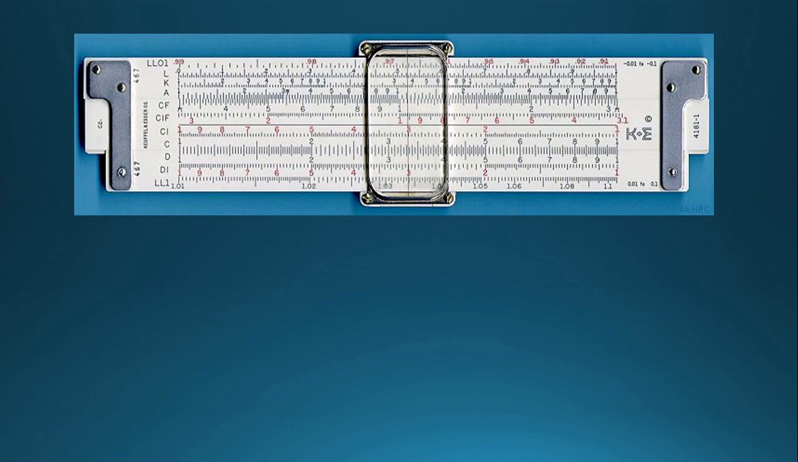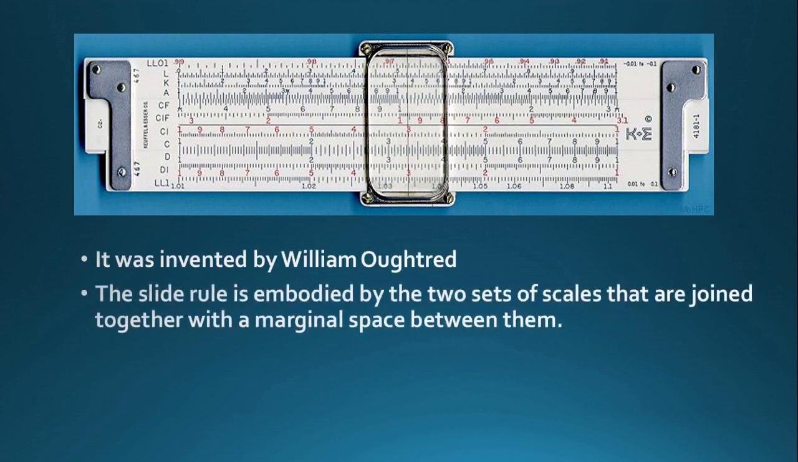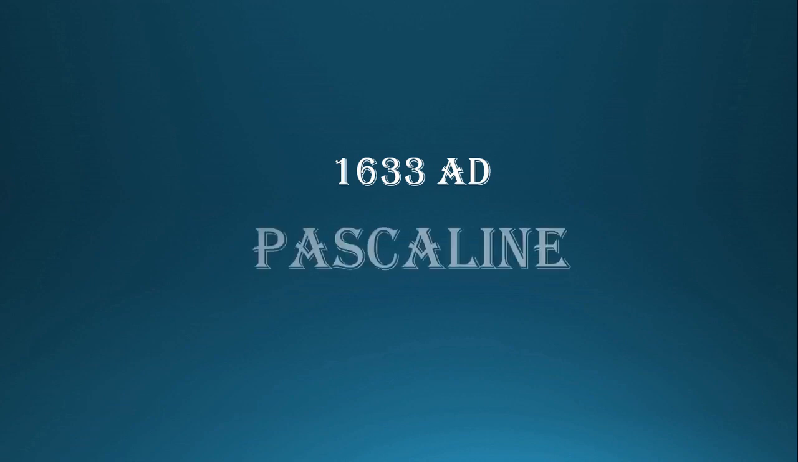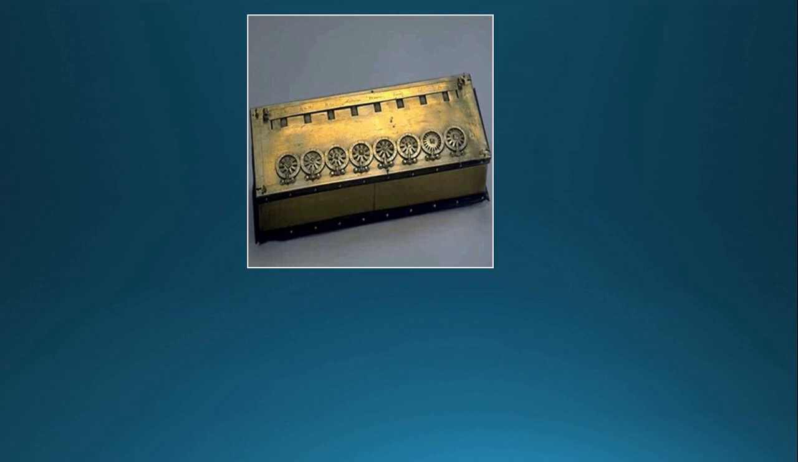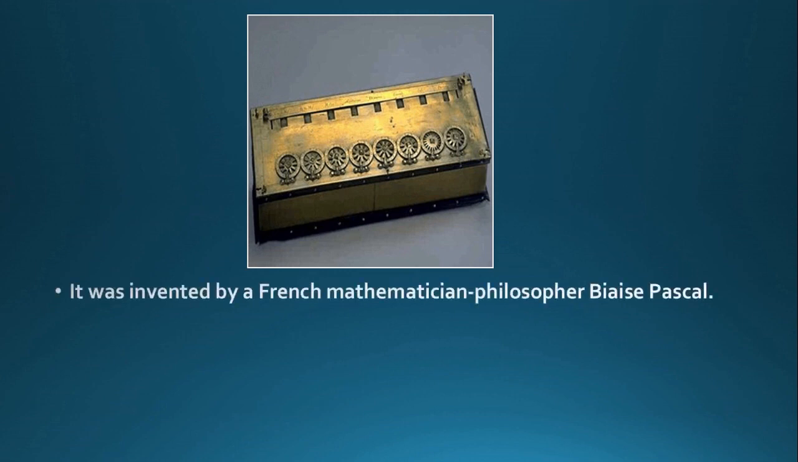1632 AD, slide rule. It was invented by William Oughtred. The slide rule is embodied by two sets of scales that are joined together with a marginal space between them. 1633 AD, Pascaline. It was invented by a French mathematician and philosopher, Blaise Pascal.